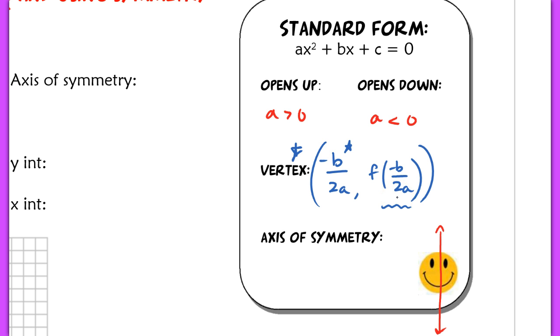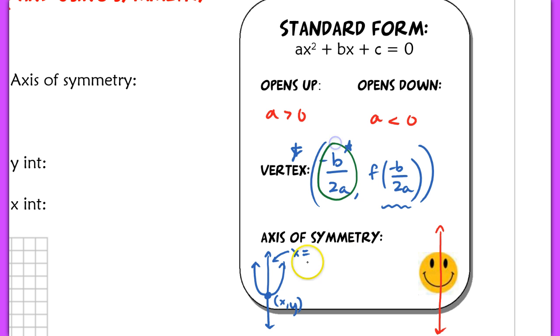Alright, now the axis of symmetry. If we think about a quadratic, you always have a vertex on a quadratic, and through that vertex is always your axis of symmetry. It's where it divides the parabola into two symmetric parts. So this axis is given by x equals, because it's a vertical line, and it will always be the x-coordinate of your vertex. So we just talked about what that x-coordinate will be.